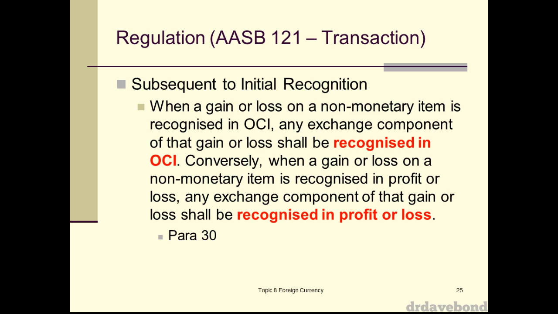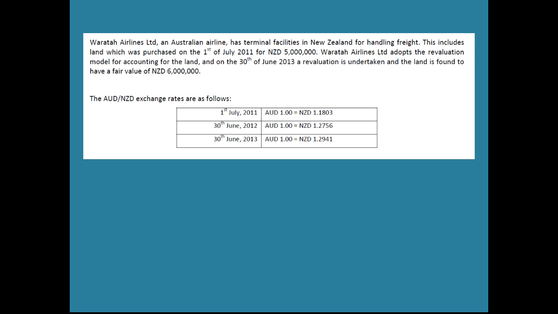This is slightly more complex than what we were doing with profit and loss, with revaluations and impairments before, because we've actually rolled them in together just to demonstrate this point. So Waratah Airlines Limited, an Australian airline, has terminal facilities in New Zealand. This includes land which was purchased on the 1st of July 2011 for 5 million Kiwi. Waratah Airlines Limited adopts the revaluation model for accounting for the land on the 30th of June 2013. The revaluation is undertaken and the land is found to have a fair value of $6 million.